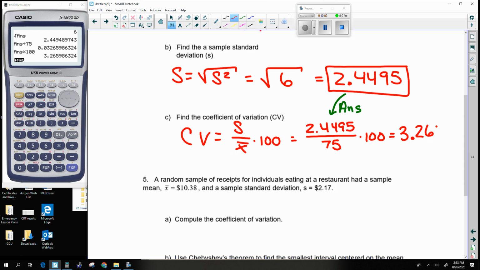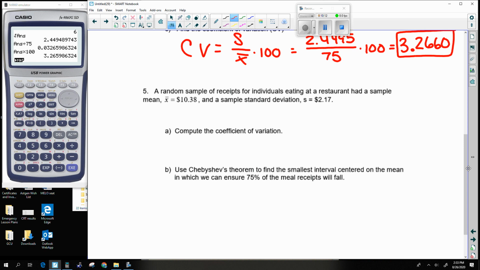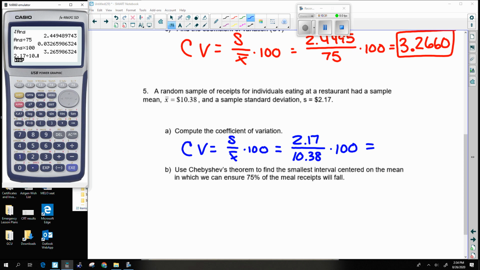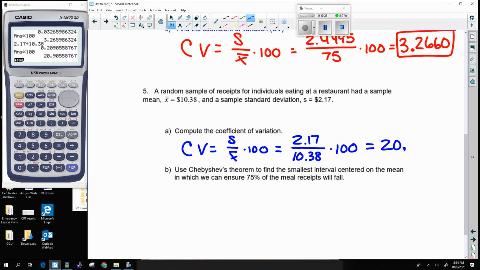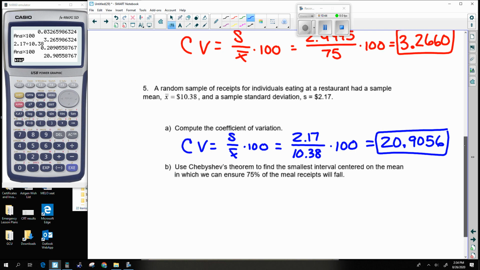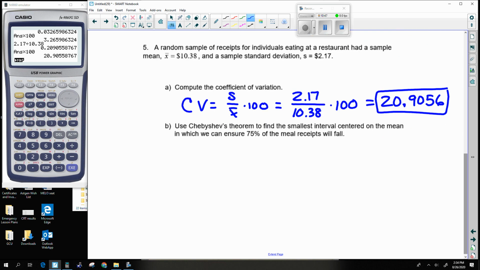2.66. Double rounding. Here we go, coefficient of variation. So S divided by X bar times 100.